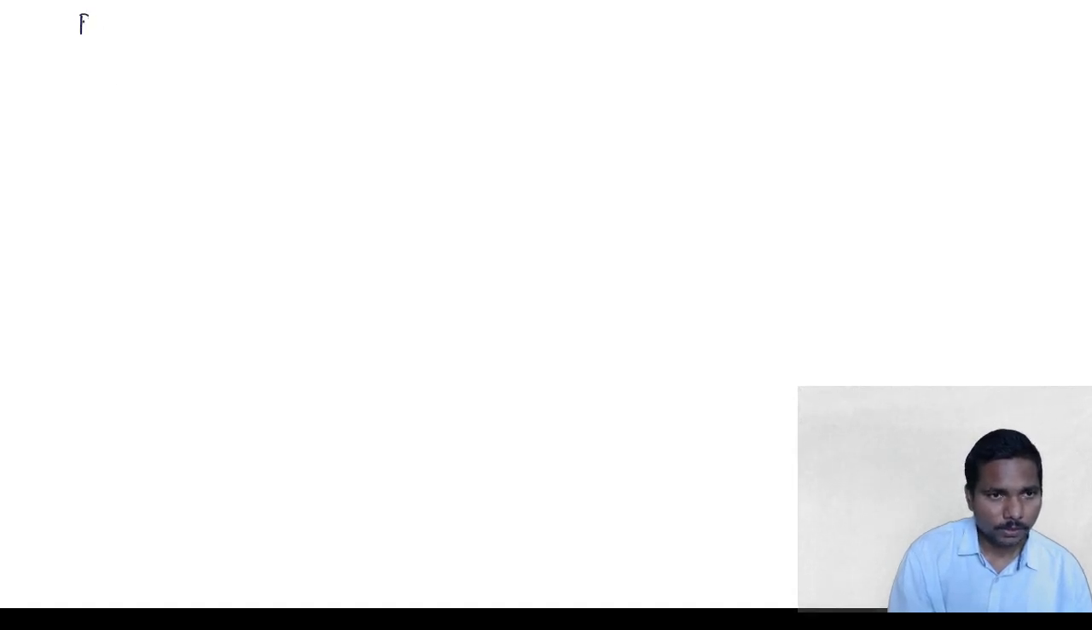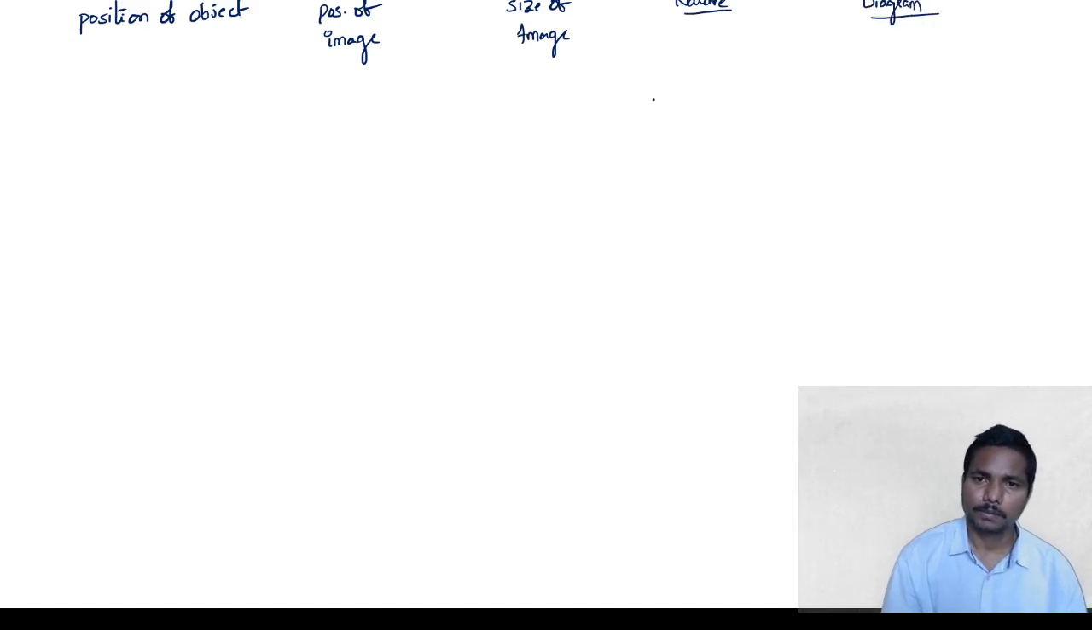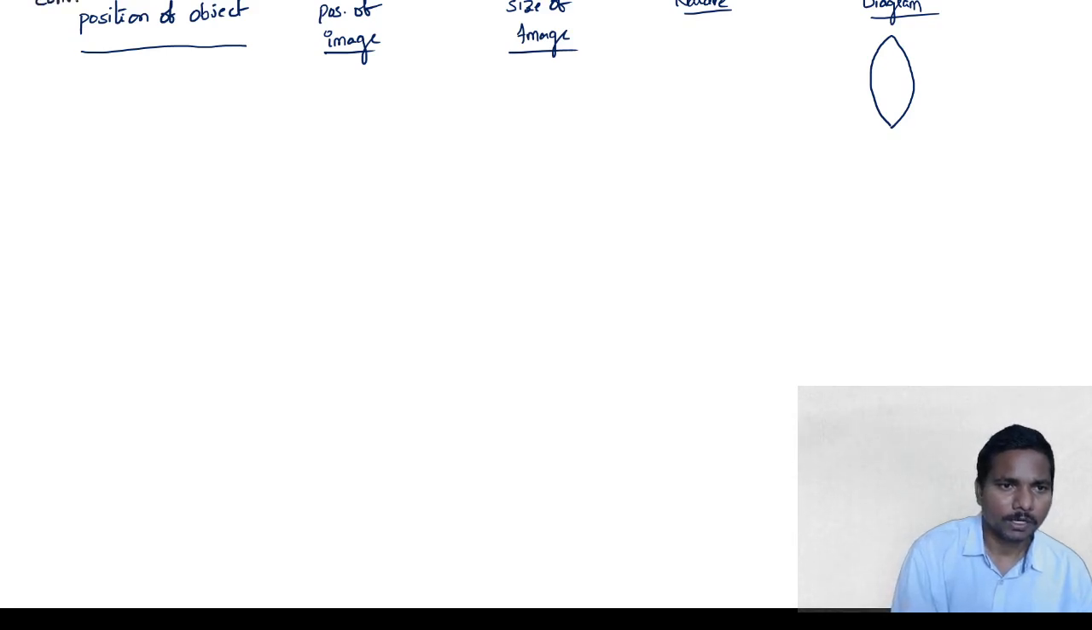The first column is position of object, then position of image, size of image, nature, and if you want, diagram. First of all, I'm going to take a convex lens. Why? Because the convex lens has so many cases.